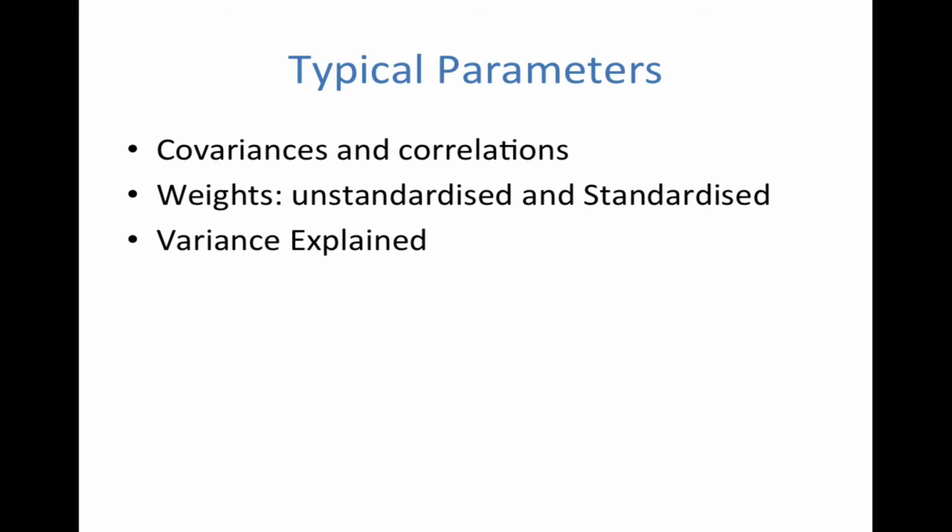Commonly in psychology, we're not as interested in the scale of things because the metrics are a bit strange, so we'll often focus more on the standardized output. We also get variance explained in many contexts, which is basically like R squared in a multiple regression. So variance explained in an item or variance explained in a dependent variable in some sort of regression type model.